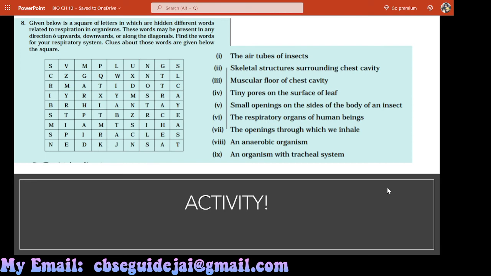And this is an activity for you guys. So you have my email down below, right? On the screen you have my email, cbseguidej@gmail.com. Please make sure to email me at that account. You have all these questions here, right? Make sure to take a screenshot of this, fill out all of these words, and write down the answers below. I want you to do this fun activity.